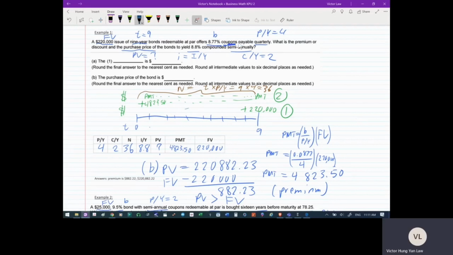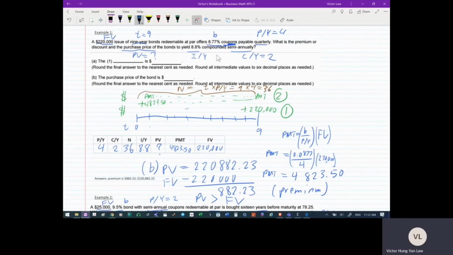And then we have quarterly coupon payments. So our P/Y is 4. So that's why we have P/Y equals 4. And then we're given that the interest rate is 8.8%. So 8.8% is your I/Y, compounded semi-annually. So C/Y is 2. And all we're left with is the N. N is your T times P/Y because we have payments. When we have payments, N equals T times P/Y. So we have 9 years times 4. That gives you the 36.